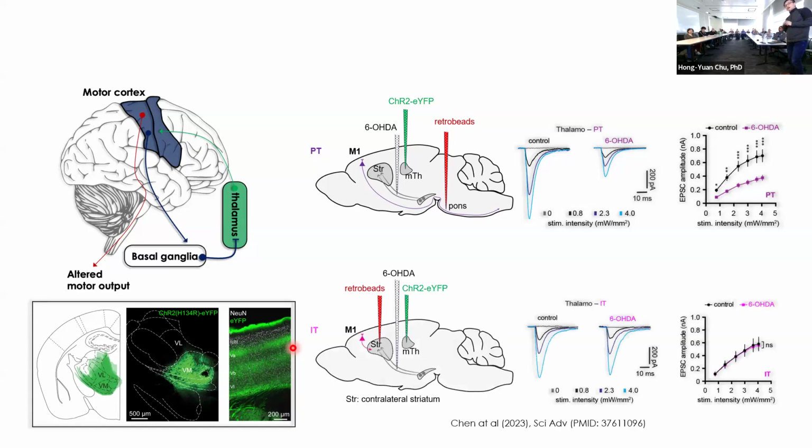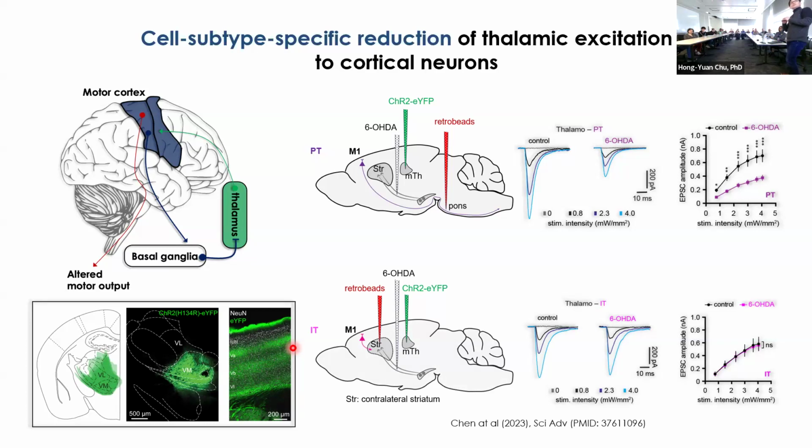And then we recorded from the IT group. IT neurons were labeled by tracer injection to the contralateral striatum, and we performed patch clamp, voltage clamp recordings, and assessed the amplitude of EPSCs. And you can appreciate that there's almost no difference between control and the lesioned animals. Again, this data suggests that there is a cell subtype selective reduction of thalamic drive to the cortical circuits.